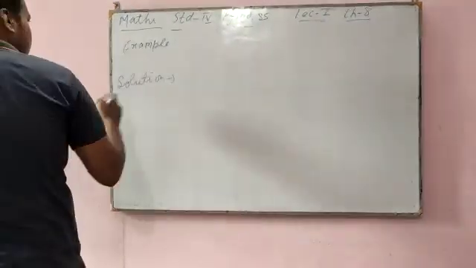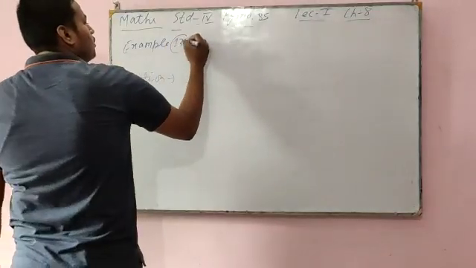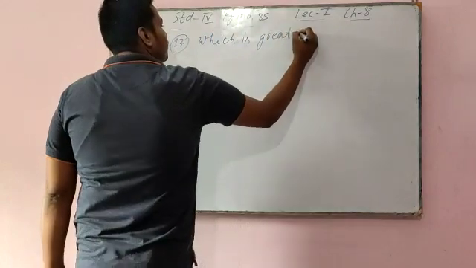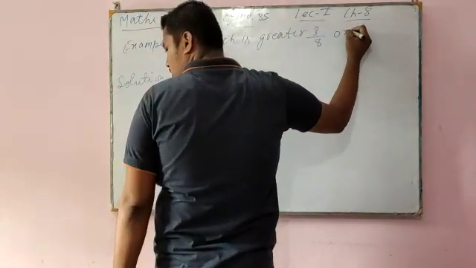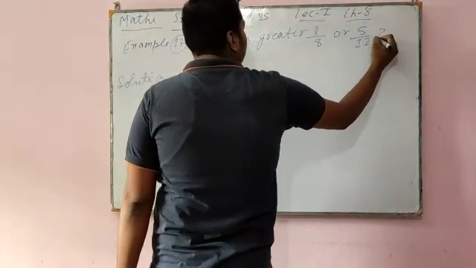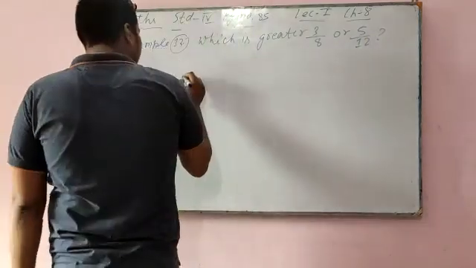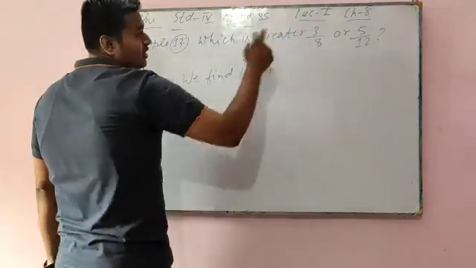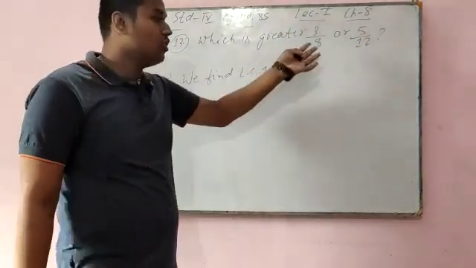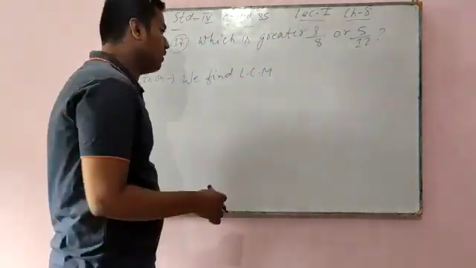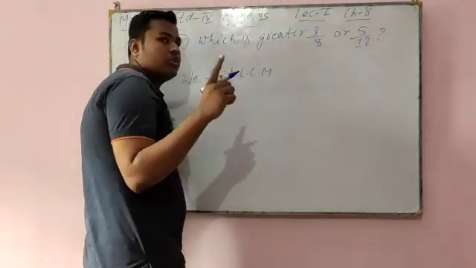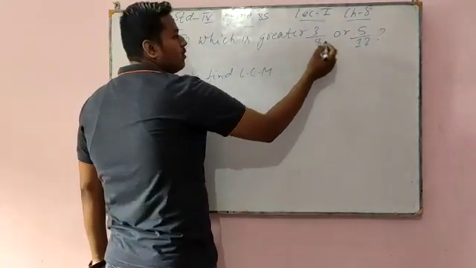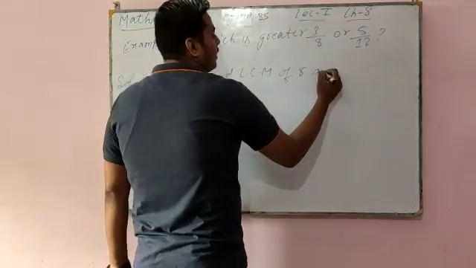Which is greater, 3 by 8 or 5 by 12? Okay, so again we find the LCM, because see here the numerator is different and the denominator is also different, so we cannot compare directly. Until we make the numerator same or the denominator same, we cannot compare. So we find the LCM of this denominator 8 and 12.